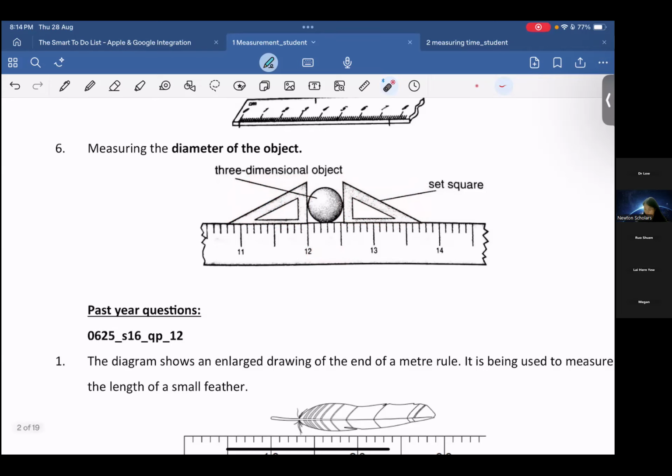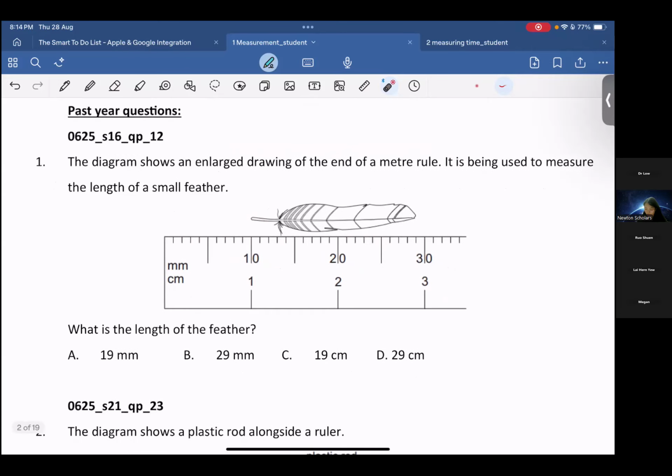Okay, so now we are coming to the past year questions. Look at question number 1. This is a 2016 past year question of our IGCSE. This is an enlarged drawing of the end of a ruler. It is being used to measure the length of a small feather. What is the length of the feather? Boys and girls, I want you to type your answer in the chat box, but don't type to Dr. Low, because Dr. Low is the iPad that I use to write something. You can type to the Newton Scholar or type in public. Okay, type your answer.